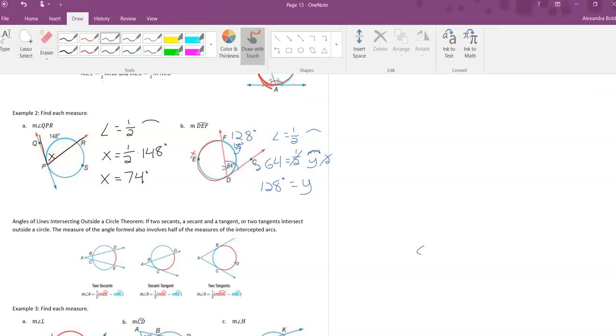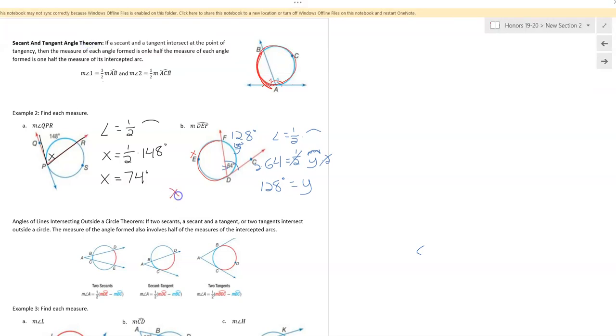Now, if I look, this x plus the y, if I go the whole way, is a whole circle. So x plus 128 equals 360. That's 240. X equals 232 degrees, I believe. Okay. So that is our secant and tangent angle theorem, meeting on the circle.